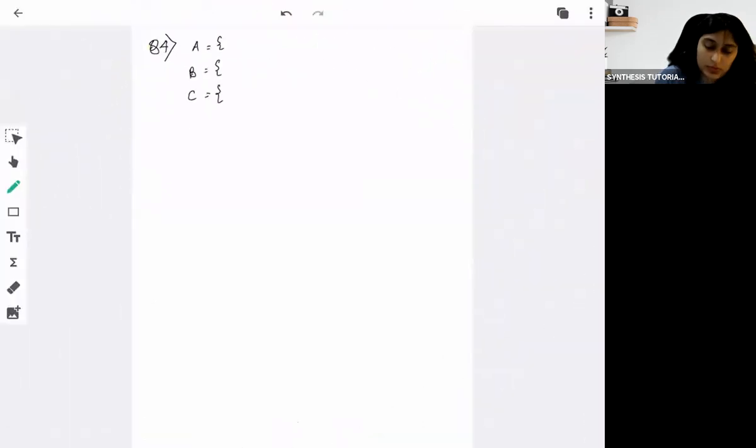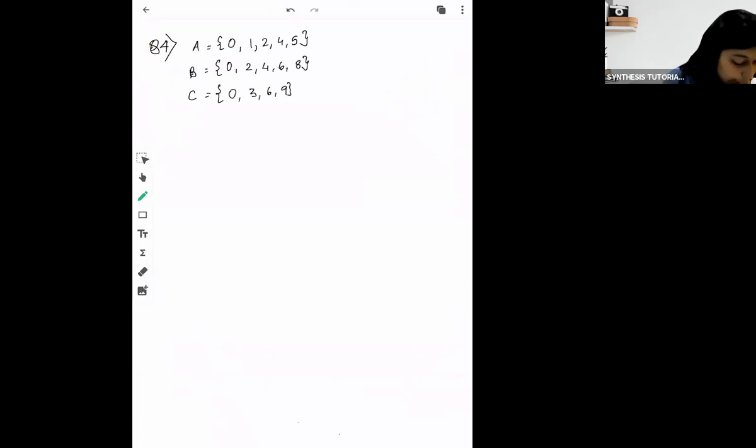Okay, the fourth one. So this is 0, 1, 2, 4, 5. And this is 0, 2, 4, 6, and 8. And this is 0, 3, 6, and 9. Okay. So you have to show that these are equal.